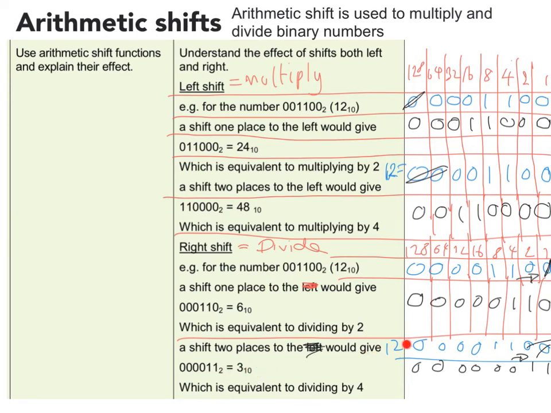Now, moving these numbers 2 places to the right means that it's equivalent to dividing by 4. If I was to right shift by 3 places, that is divided by 8, and every time I move it to the right, it's double the time.